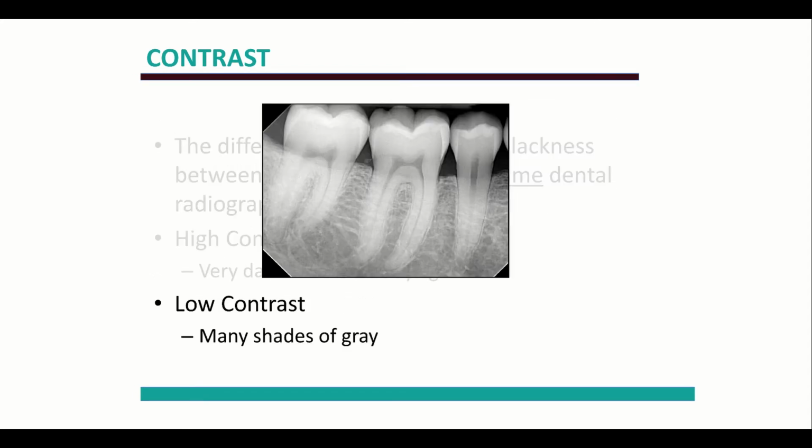Low contrast is where we would not have a whole lot of really black and really white. We have more muted colors, which would be shades of gray. So notice here that the areas where there isn't any density is more gray than it is black. And the enamel of the tooth here is white, but it's not a solid, super dense white. So you have a lot more shades of gray here. So this would be called low contrast. Not a whole lot of difference between black and white.